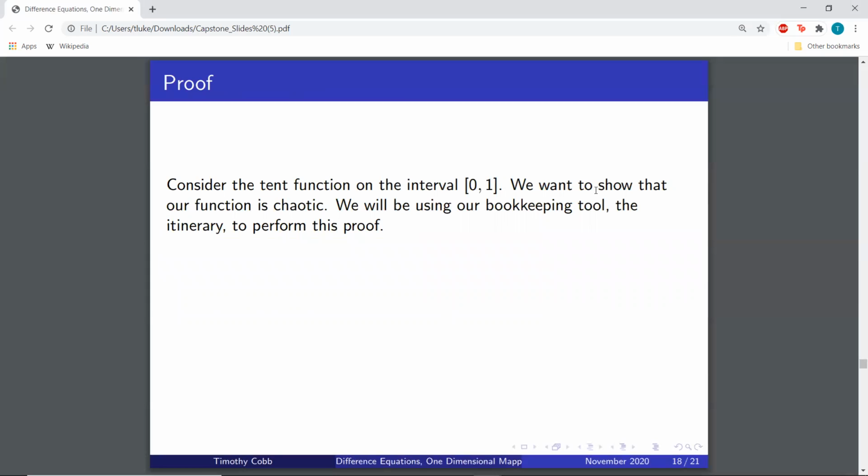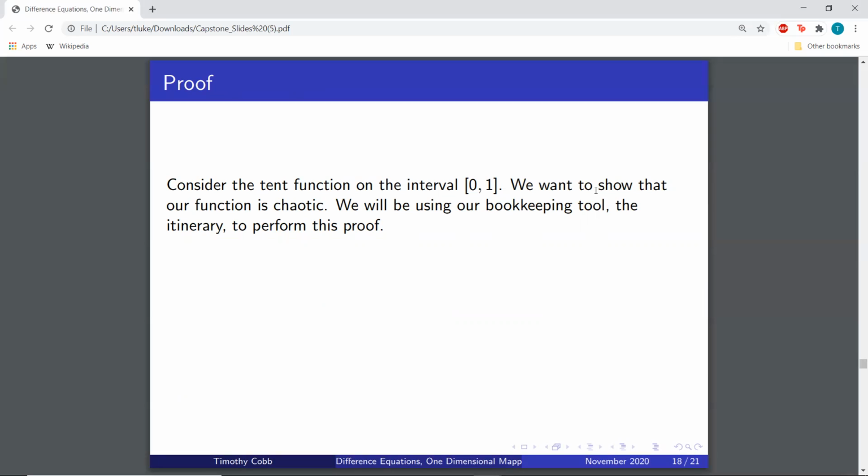So to start our proof, the idea of it is we're going to start with two initial conditions that are extremely close to each other, so close that they have the same itinerary up to the kth point. We're then going to see that after that kth point in their orbit, they can separate and end up with itineraries and points that are quite far away from each other, thus showing sensitivity to initial conditions.